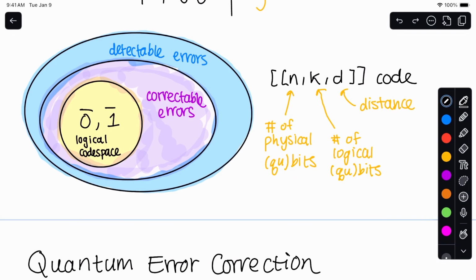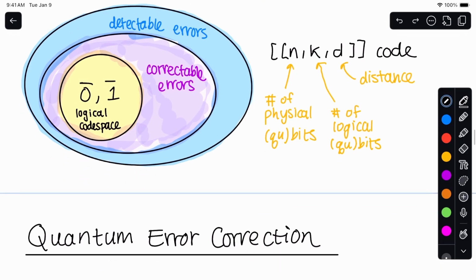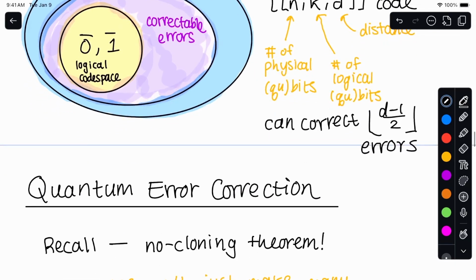And a lot of times when we're talking about error correction codes, this is the notation that we use, the [[n, k, d]] code. So n would be the number of physical bits or qubits, k is the number of logical bits or qubits, and d is the code distance. By code distance, we mean the minimum number of errors to get from one logical code word to another logical code word. So in this case, with just logical 0 and logical 1, what's the minimum number of errors to get from logical 0 to logical 1? And we can correct floor of (d minus 1) over 2 errors, where that notation is just rounding down to the nearest integer.